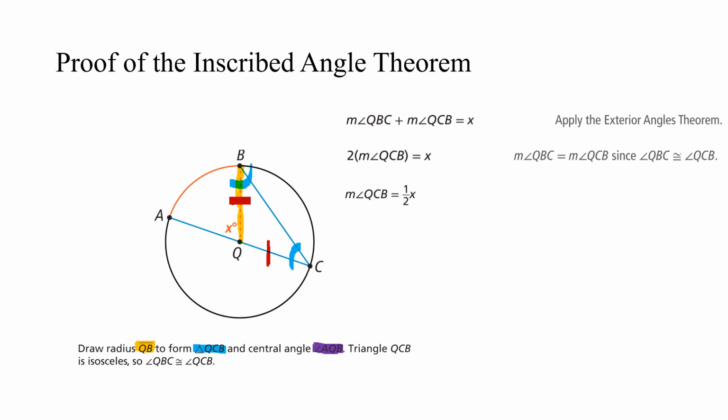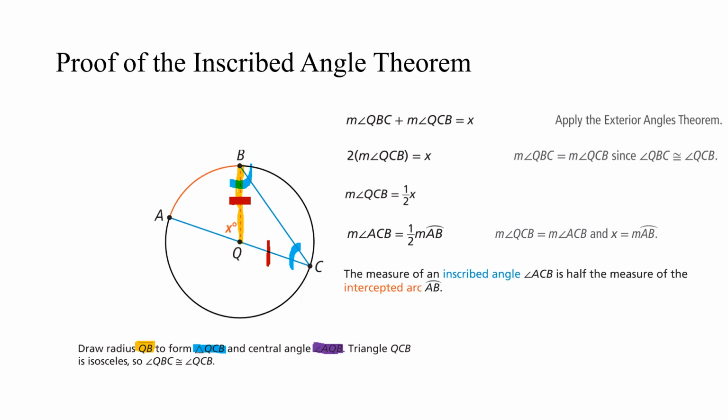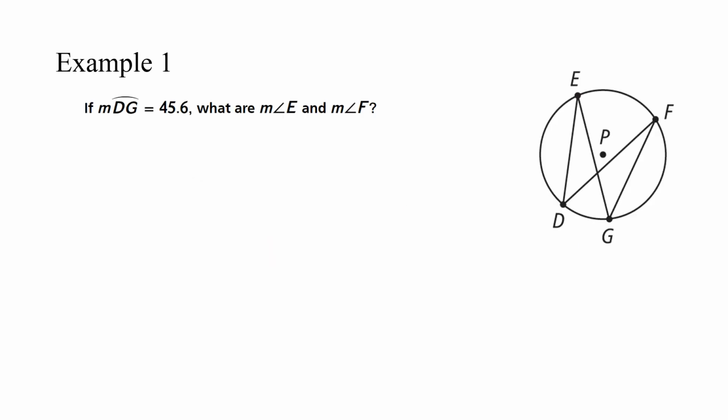Now, X is the measure of the central angle AQB. And the measure of a central angle has to be the same as the measure of its corresponding arc. So the measure of angle ACB is going to equal 1/2 the measure of arc AB. In English, we can say that the measure of an inscribed angle, angle ACB in this case, is half the measure of the intercepted arc, arc AB. And now we're going to look at some examples which show some of the consequences of the inscribed angle theorem.